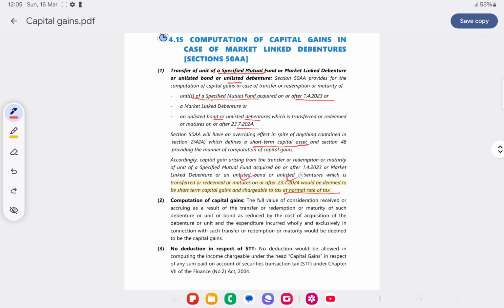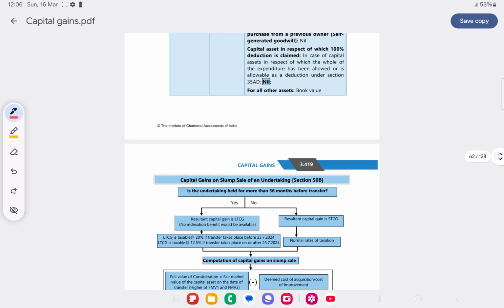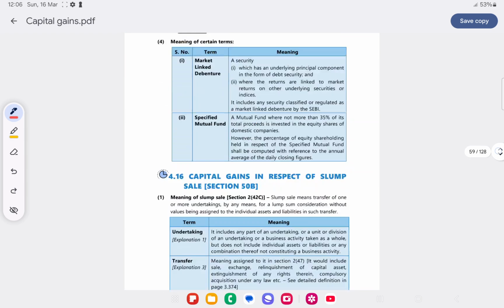Unlisted bonds and unlisted debentures will be charged at the normal rate of tax. All these will be charged at the normal rate of tax. Computation of capital gains will be full value of consideration reduced by cost of acquisition, because it is always a short term capital asset, with no indexed cost of acquisition and no deduction in respect of STT.